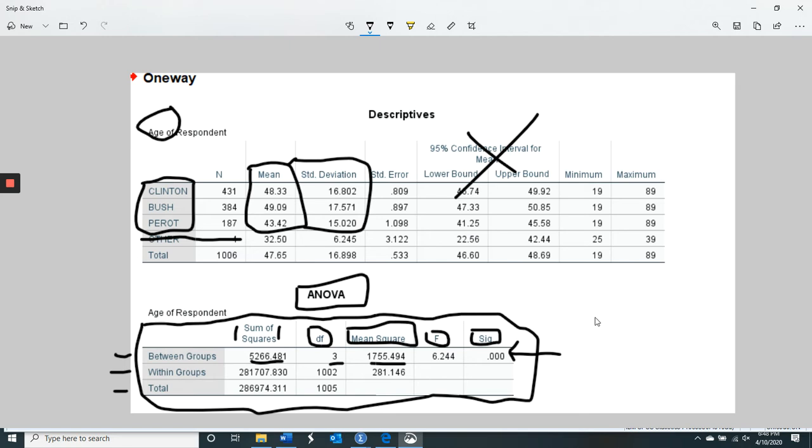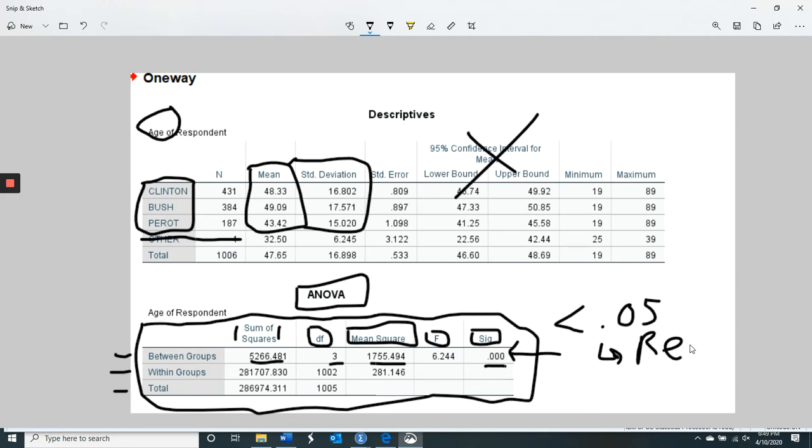I'm pausing. You can actually pause the video if you want to think about it. Yes, we are. The significance level is 0.000. And so if that sig is less than 0.05, we reject the H0.